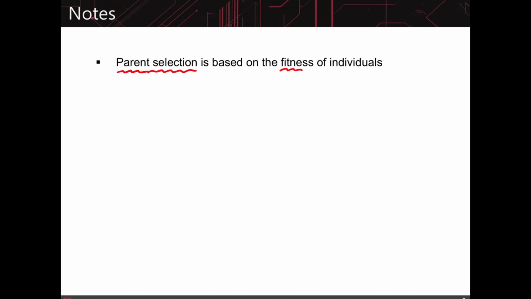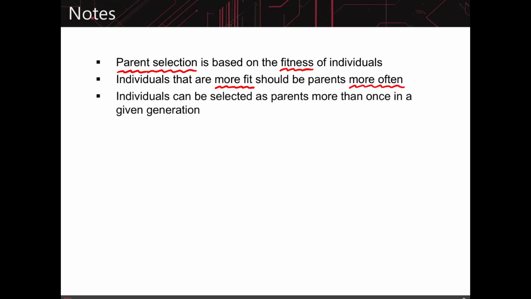Here are some important notes before we begin. Number one, parent selection is based on the fitness of individuals. Individuals that are more fit should be more likely to be parents more often. And individuals can be selected as parents more than one time in a given generation. In other words, the same individual can have more than one kid.